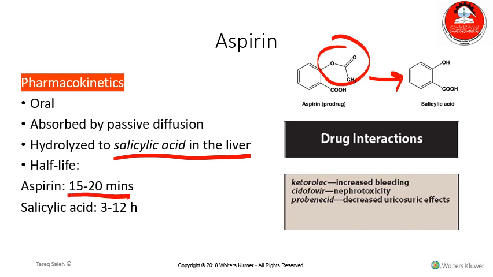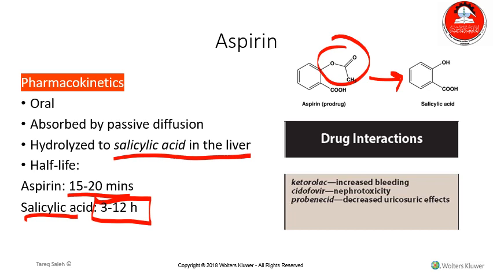However, don't forget that the metabolite or the byproduct of aspirin metabolism, salicylic acid, has a longer half-life. And it's very important to keep that in mind because salicylic acid is also active, and its buildup in the body can be associated with toxicity, as we will discuss later. And after that, salicylic acid and its further metabolites are then excreted in the kidney.